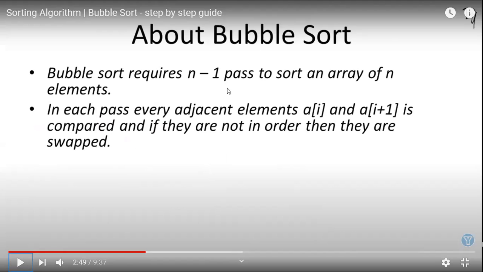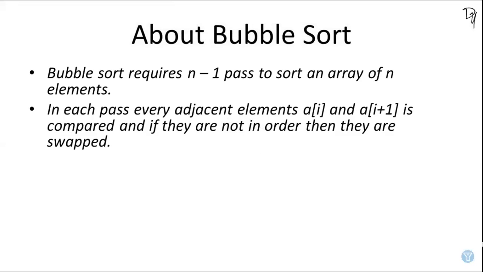And also in each and every pass, two adjacent elements, right? What are the two adjacent elements? A of i and A of i plus 1, we are comparing. If it is in proper order, no need to change. But if it is not in proper order, what do we have to do? We have to do the necessary swapping. We have to place it in the correct position. This is the second important point.